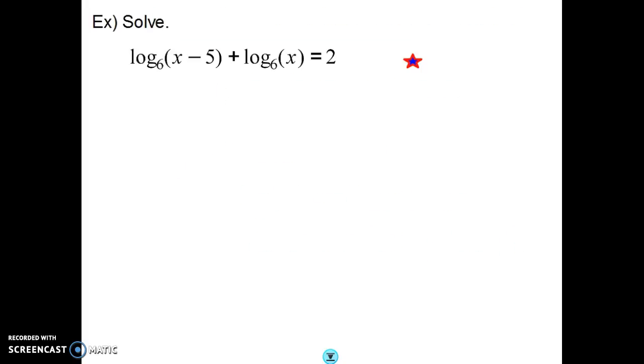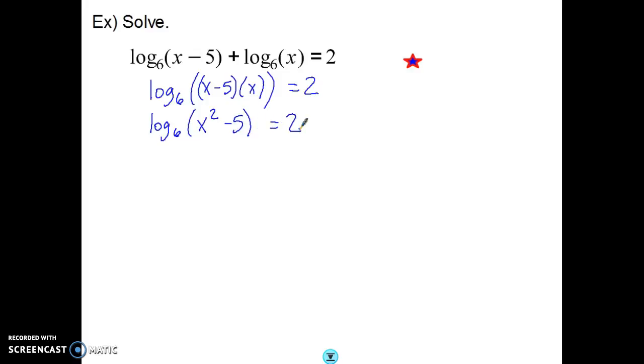So let's jump into our first example. Step 1, condense and isolate our logs. Well, in this case, all we have to do is condense. So we're going to combine these two logs into one log using our product property of logs. So we become log base 6 of x minus 5 times x. Right? Addition between two logs becomes multiplication inside of the log. We're still equal to 2. We can simplify that a little bit. Log base 6 of, distribute the x, we get x squared minus 5x.